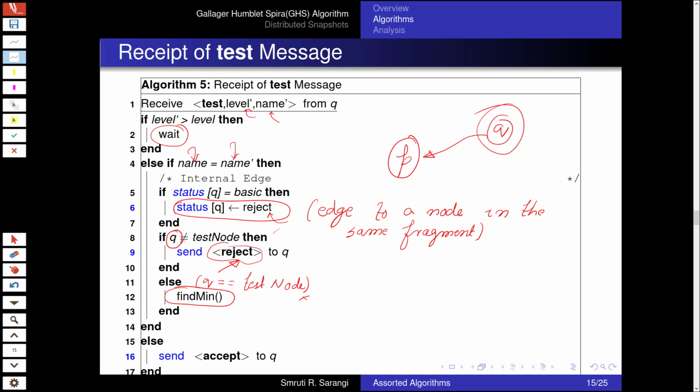So as I said, regardless of how the message is sent, either as a test message or as a reject, Q will ultimately get to know that it is a part of the same fragment as P, which is myself, and it will pretty much mark me as invalid. So given the fact that Q is now a rejected node, what I need to do is again call find min.